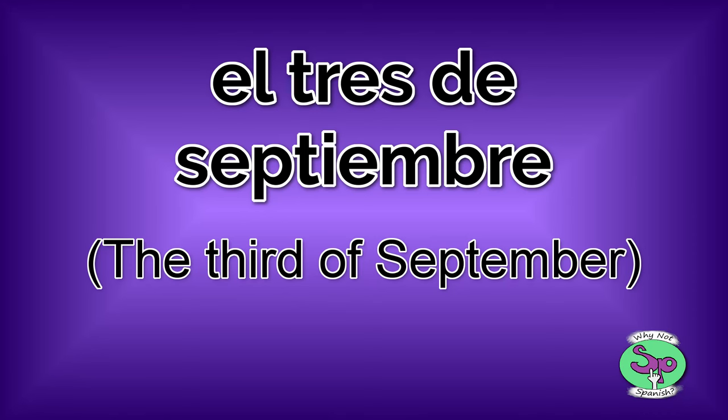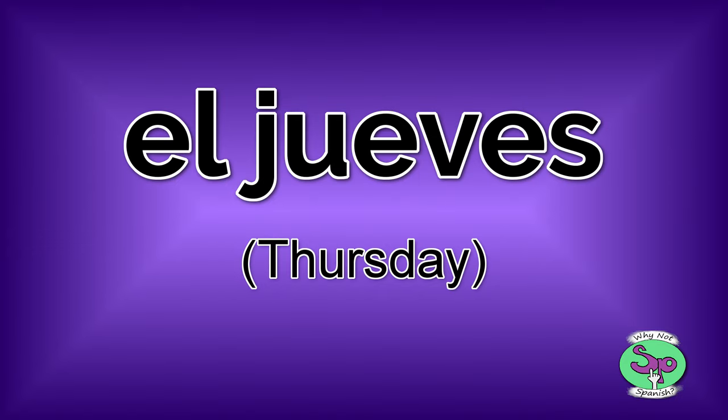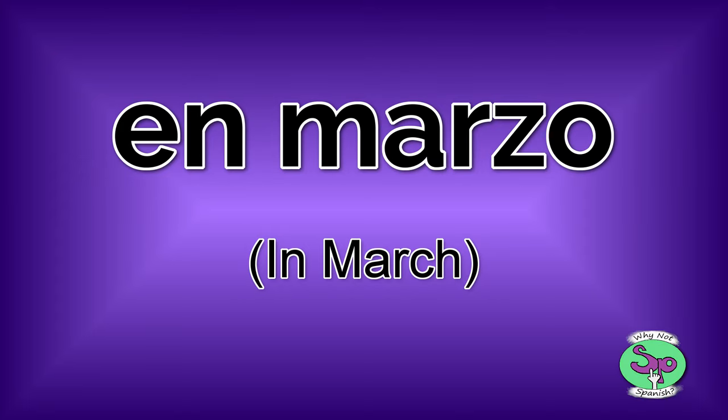Now, you can answer in two ways. The first way is giving the exact day, like el 3 de septiembre, or the 3rd of September. The second way is simply just saying the day of the week. So it would be like this, el miércoles, or el jueves. Now, ¿cuándo es tu cumpleaños? Mi cumpleaños es el 2 de enero. If you just want to say the month, simply say en enero or en marzo. ¿Cuándo es tu cumpleaños? Let us know in the comments below, in Spanish.